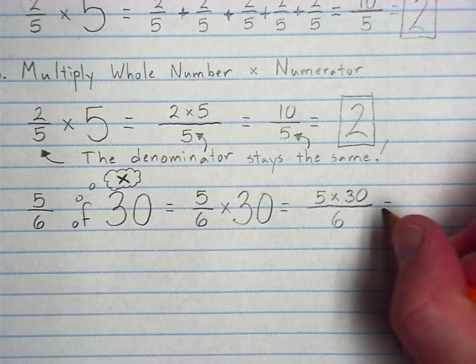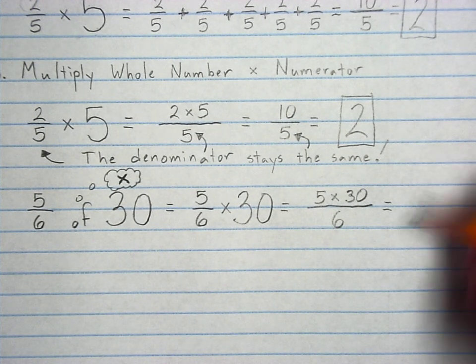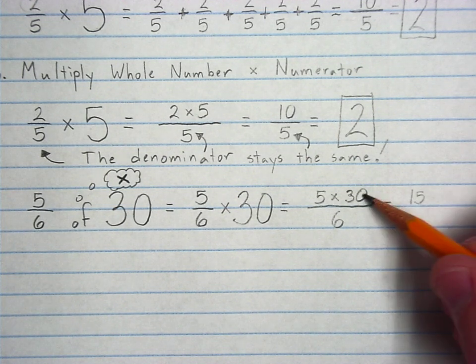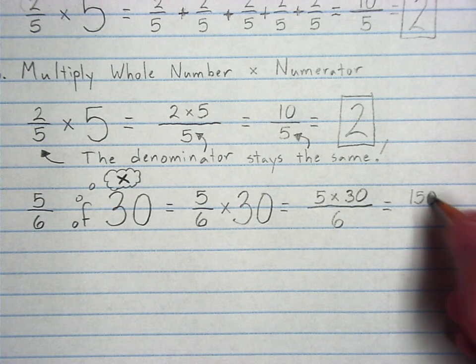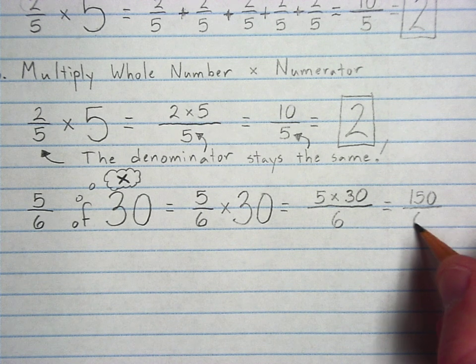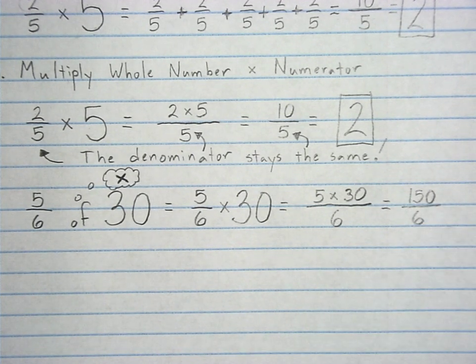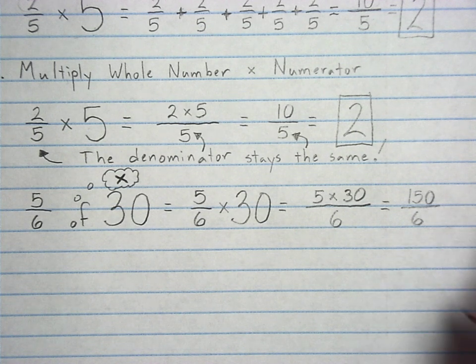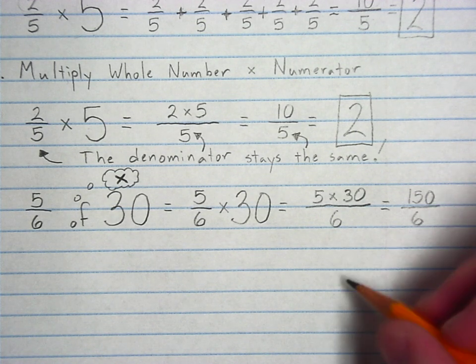And then we're going to get a fairly large number here. We're going to get 5 times 30. Well, 5 times 3 is 15. Put the 0 on. 150 divided by 6. 150 over 6. And I went a little ahead of myself there. 150 over 6, because I'm already realizing we're going to need to do some long division here to simplify that.